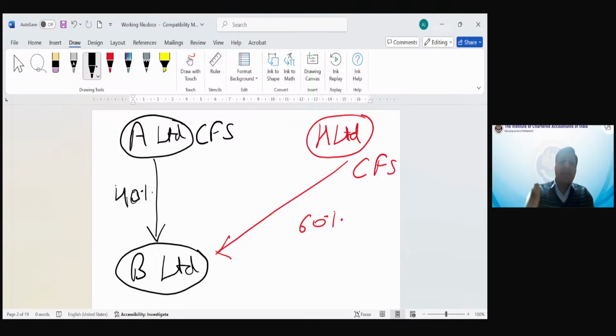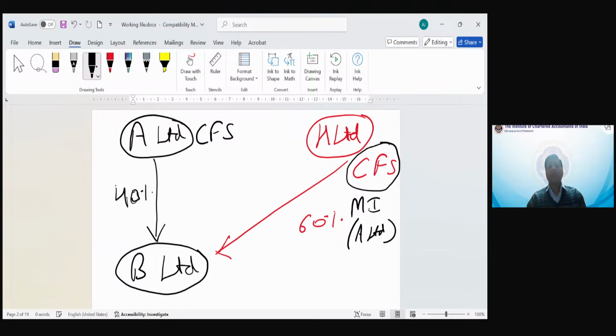When H Limited prepares its CFS, in its CFS, H will have one item, minority interest. And who is going to be that minority interest? That will be A Limited.